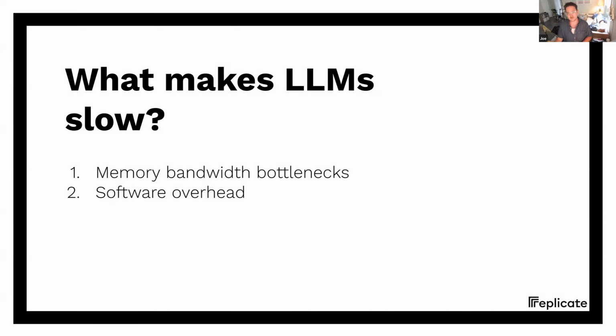So what makes language models slow? Turns out it's just two things: memory bandwidth and software overhead. And there's a small set of techniques, methods, strategies that people employ in combination to mitigate these two things.